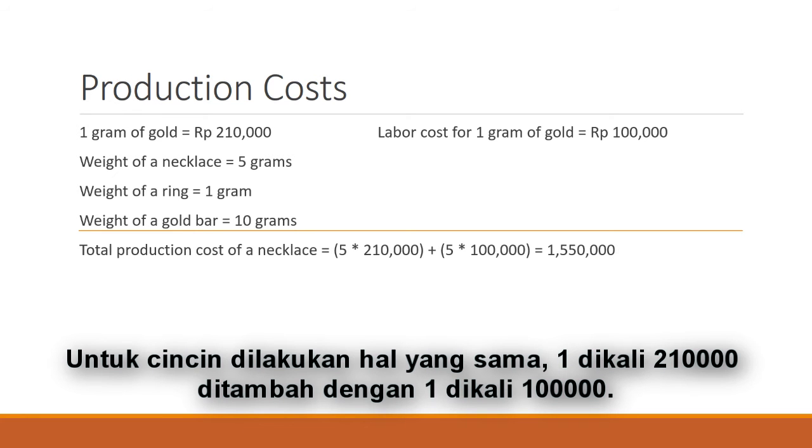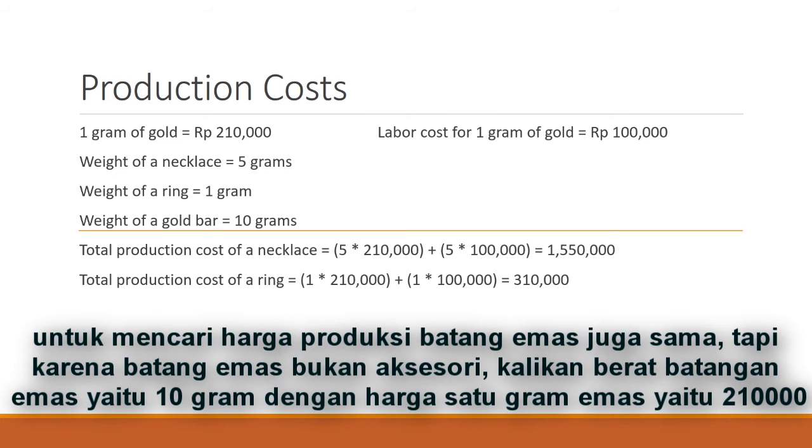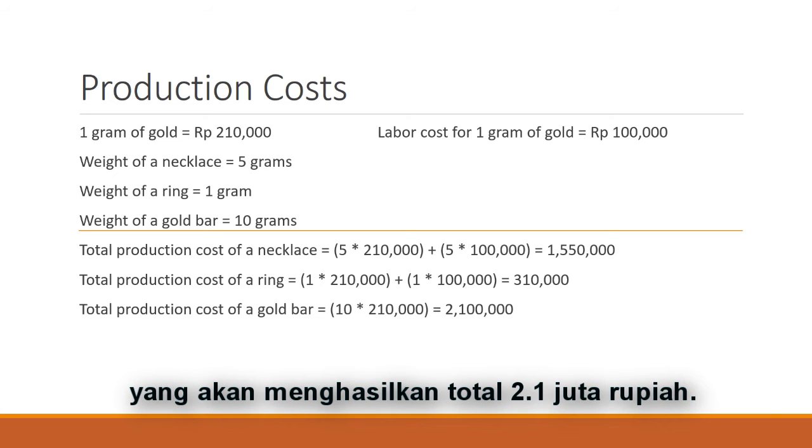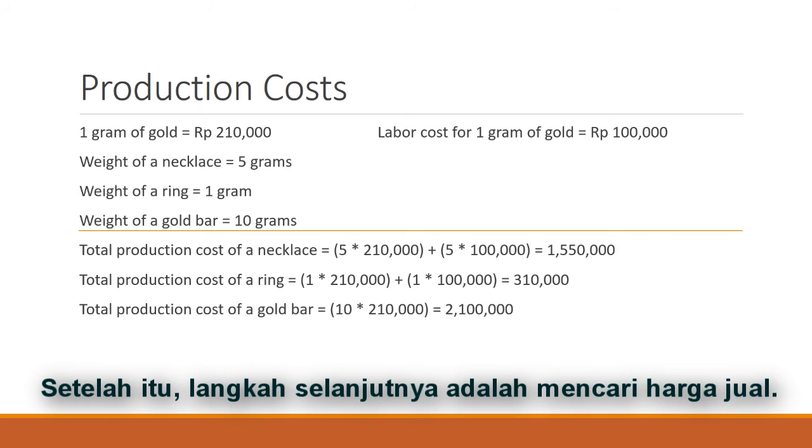For the ring, we do the same thing: 1 times 210,000 plus 1 times 100,000. For the gold bar, it's the same steps, but because the gold bar is not an accessory, you just multiply the weight of the gold bar, that is 10 grams, with the price of 1 gram of gold, that is 210,000. This will total 2.1 million rupiah. So now that we figured that out, the next step is to find the selling cost.